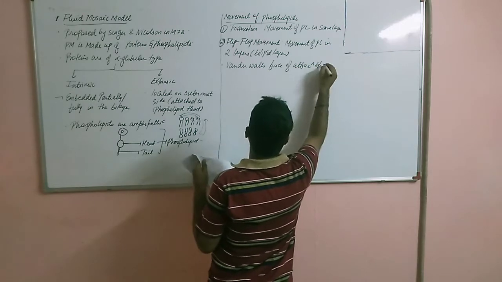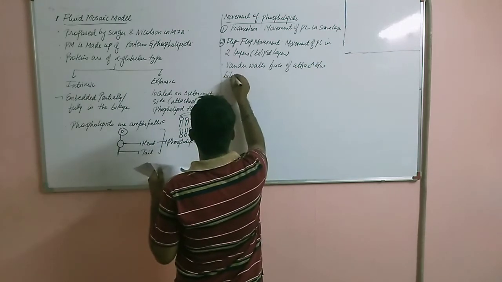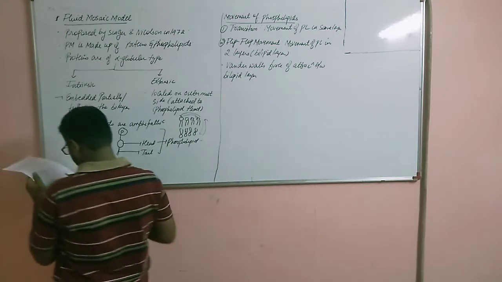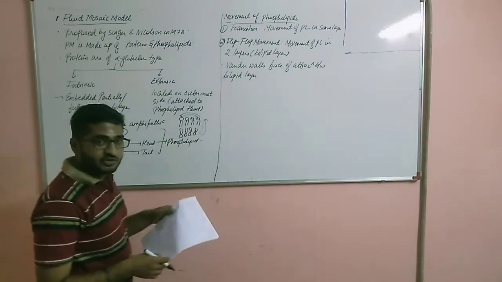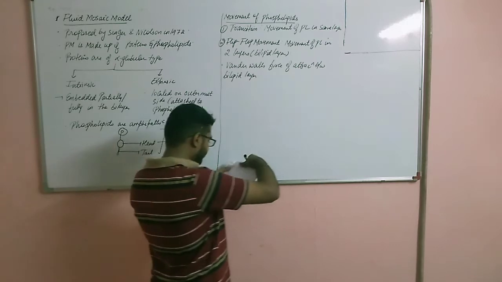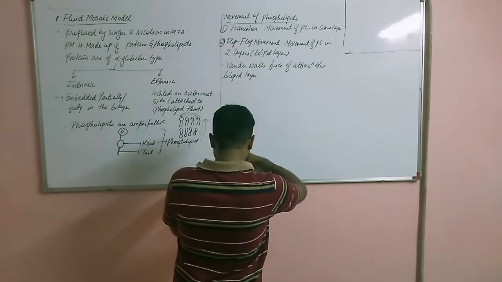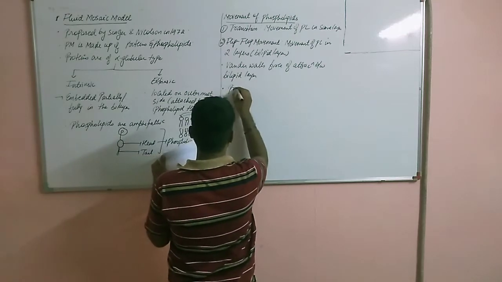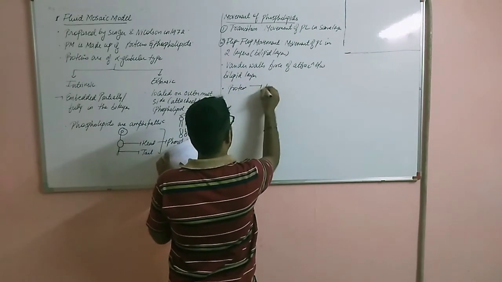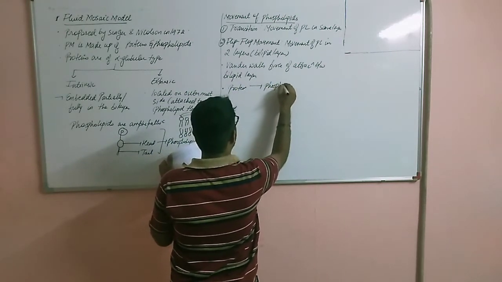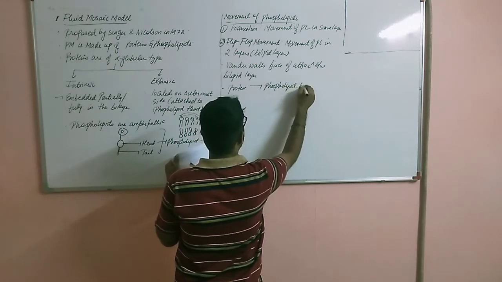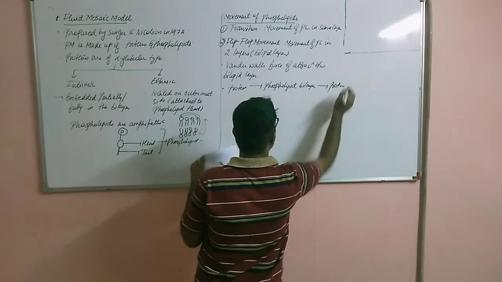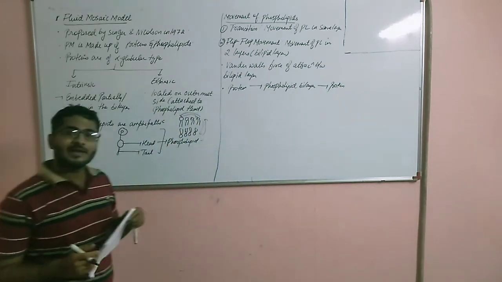Attraction between the bilipid layer is there, right? Then they additionally have the pore size. The arrangement of the membrane, how it is arranged: protein, phospholipid bilayer, then again protein is present, right? Protein, phospholipid bilayer and protein.